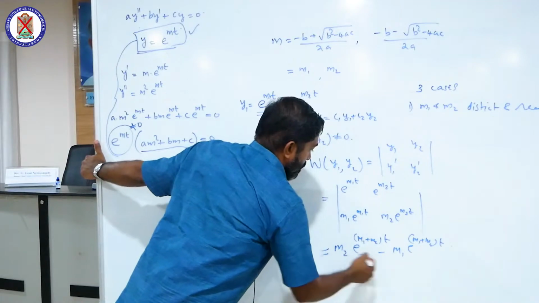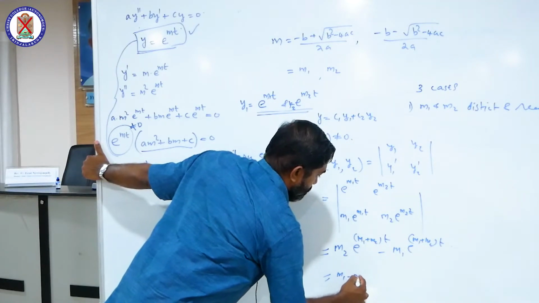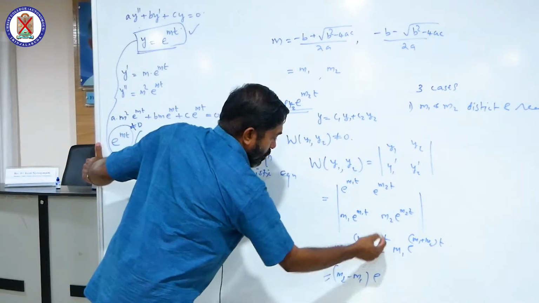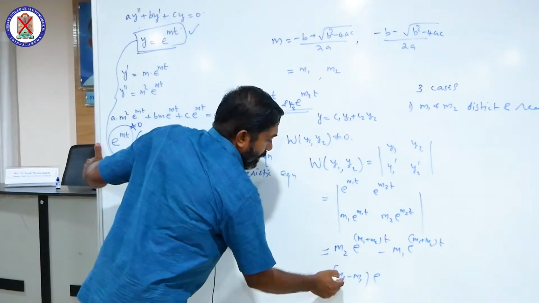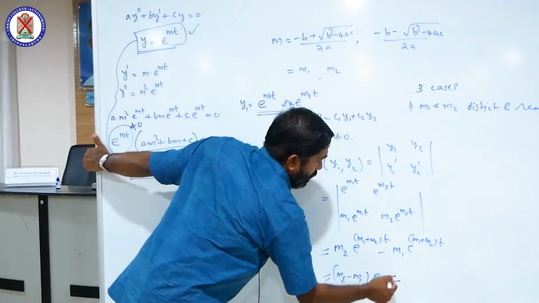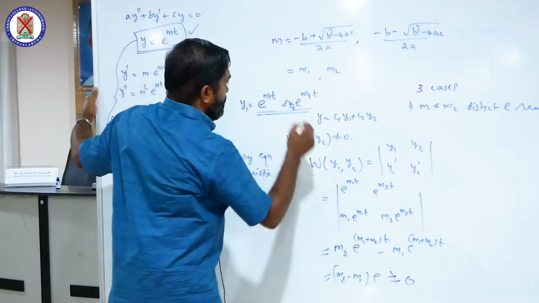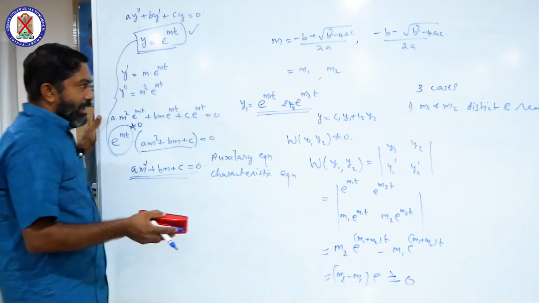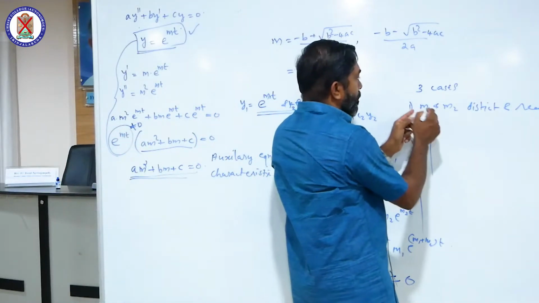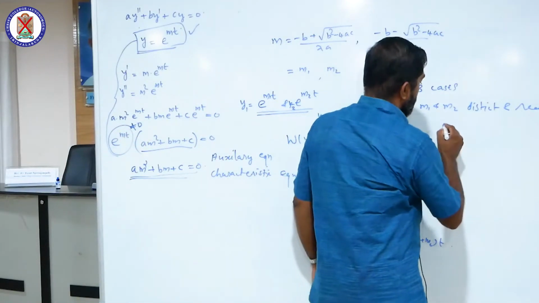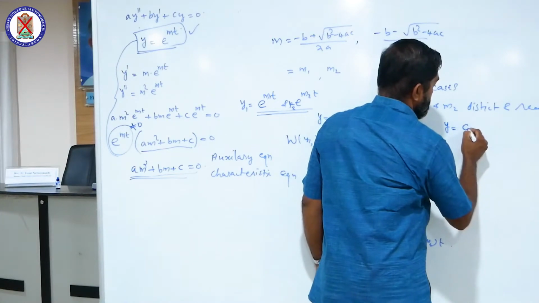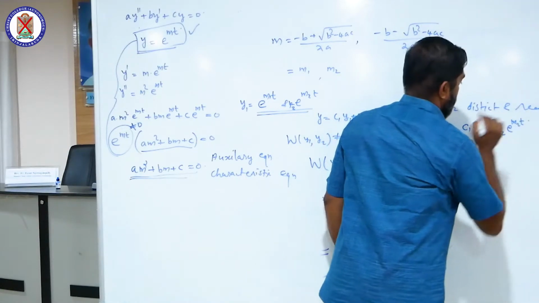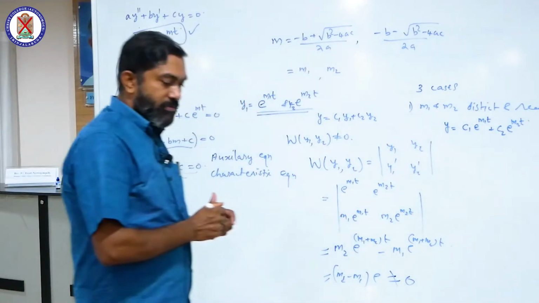Okay, here this is equal to m2 minus m1 into e raised to this quantity. Here e raised to this quantity cannot be 0, and m1 and m2 are distinct. That means this is not equal to 0. That means y1 and y2 are two linearly independent solutions, with Wronskian not equal to 0. Hence, in the first case, that is, if m1 and m2 are distinct real numbers, then the general solution is y equals c1 into e raised to m1t plus c2 into e raised to m2t. Okay, so in the first case we have the solution.